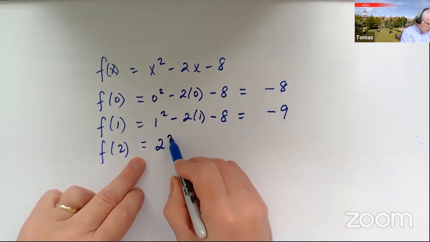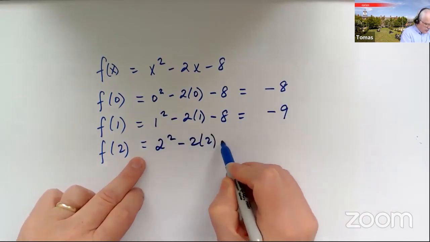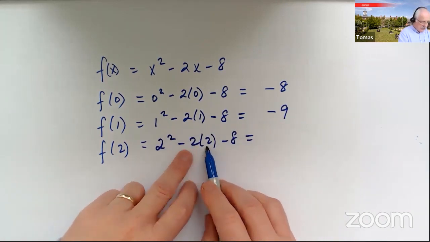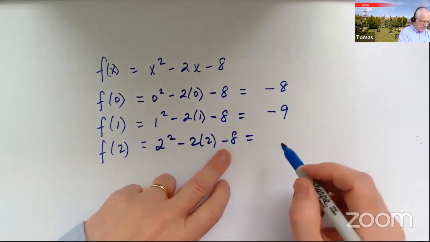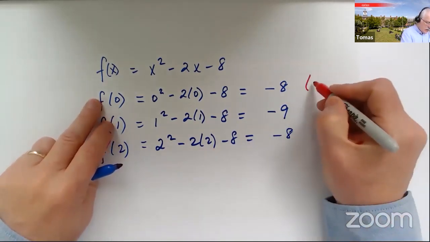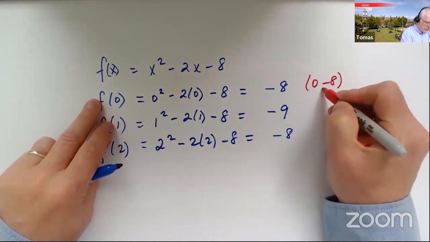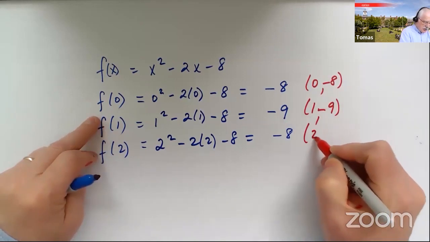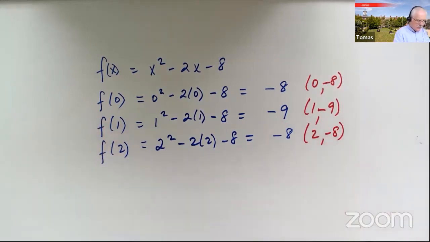F of 2 is 2 squared minus 2 times 2 minus 8. 2 by 2 is 4. 4 minus 4 is 0, minus 8. So the points I get will be (0, minus 8), (1, minus 9), (2, minus 8).